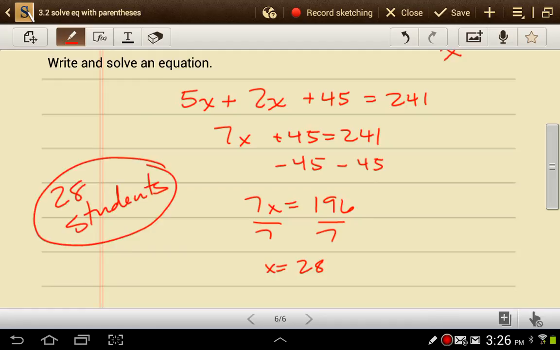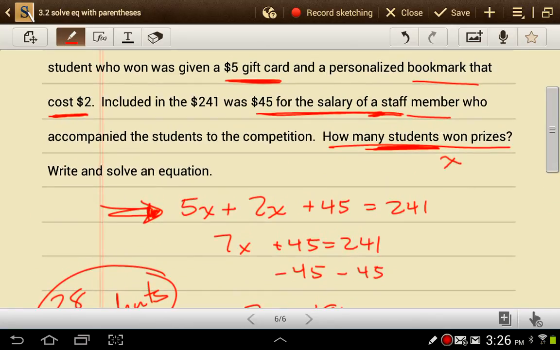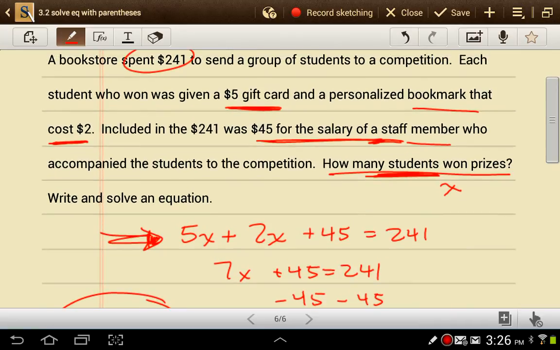Okay, and this is the equation that you need to write, and we're really going to work on that. And remember, you must use the numbers from the problem. You cannot use any other numbers. And you always want that to equal the total amount spent.